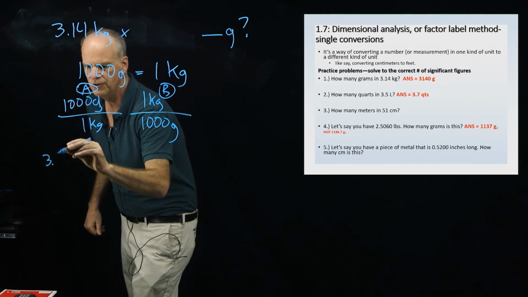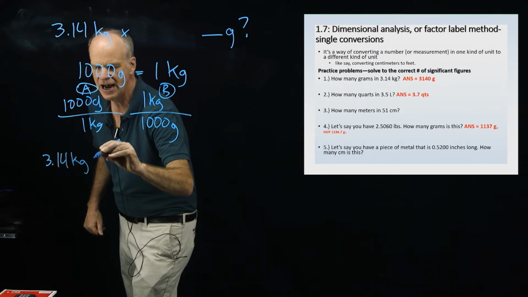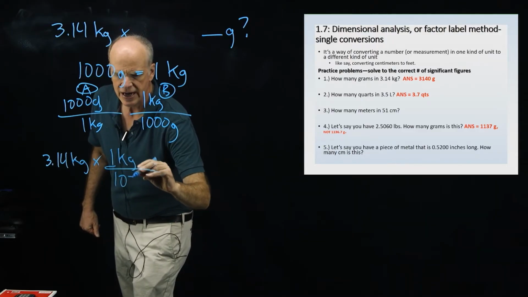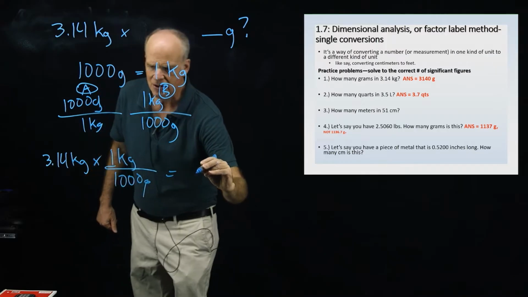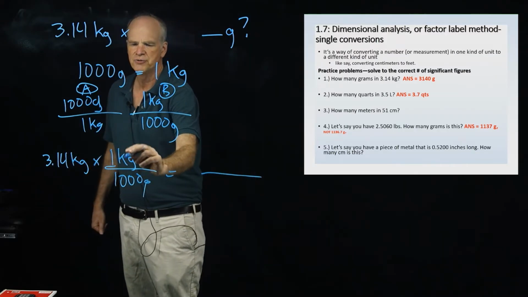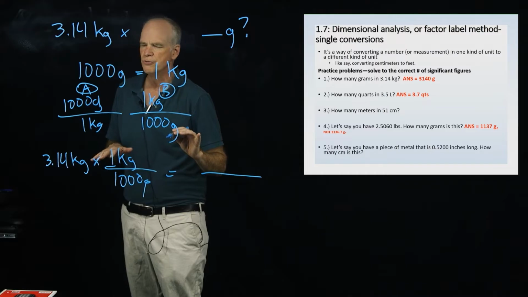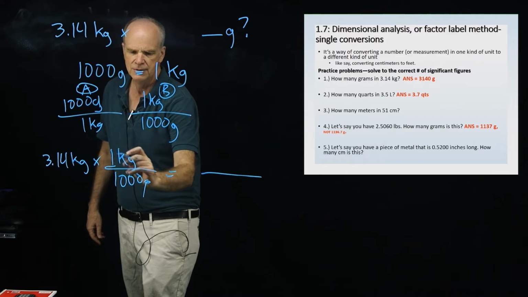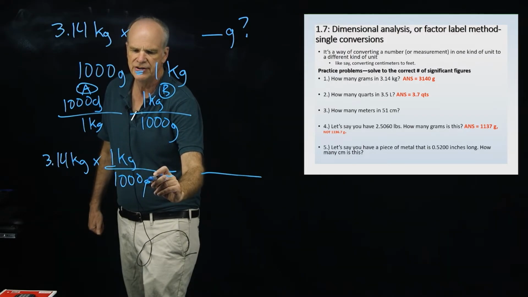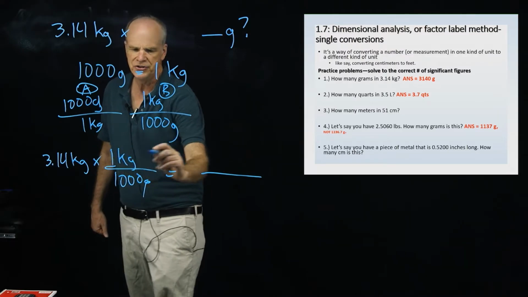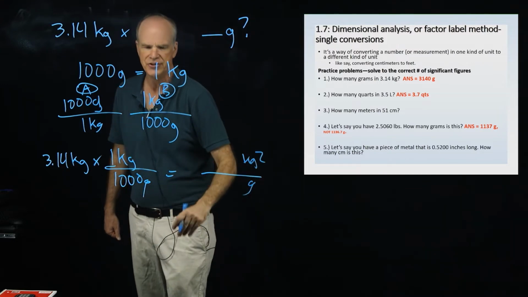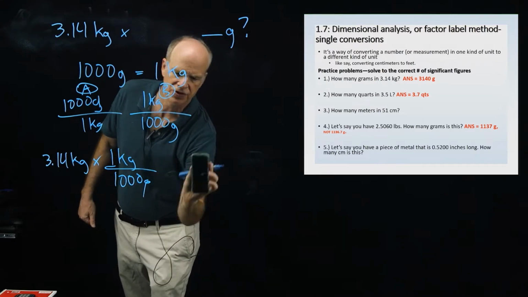If we had 3.14 kilograms and we use fraction B, which is 1 kilogram over 1,000 grams, you would get some kind of number, right? It would be 3.14 times 1 divided by 1,000, but it wouldn't be the right answer. Let's talk about why. We have kilograms here in the numerator, but we don't have kilograms in the denominator here. We have grams, so they cannot cancel. The units of the answer would be kilograms squared per gram, which makes absolutely no sense. So you really cannot use fraction B for this problem.